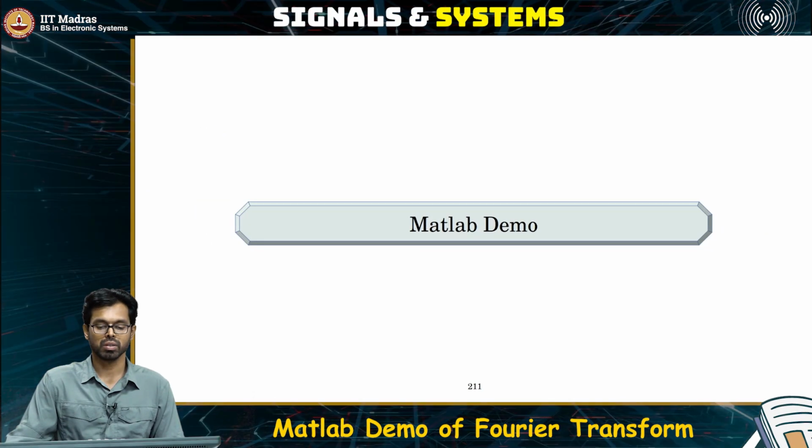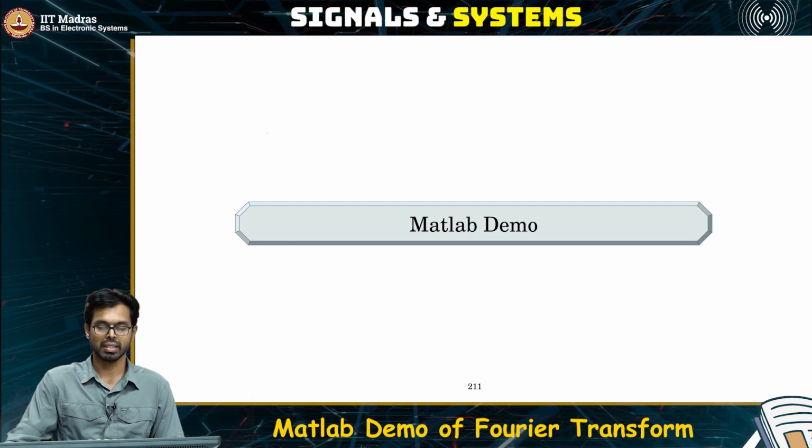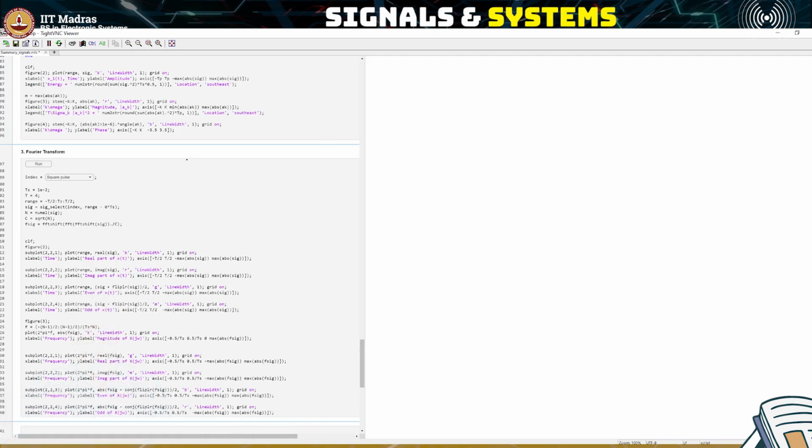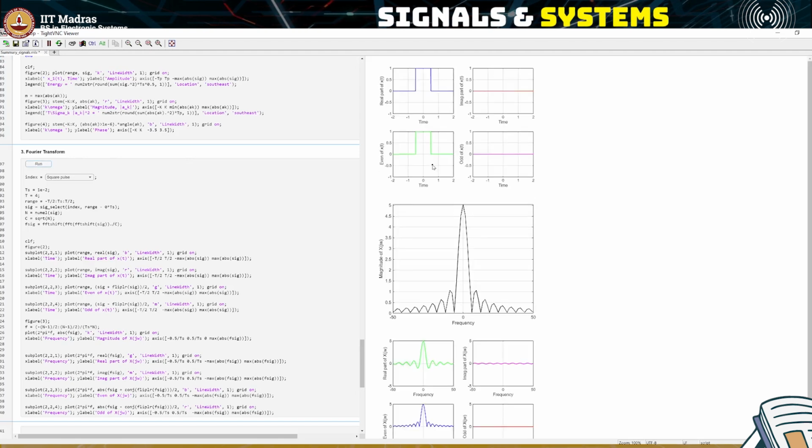So we saw the properties of Fourier transform and some examples and some problems. Now we'll see a short Matlab demo. First, we'll generate a rectangular pulse and see its Fourier transform. We already know how the Fourier transform of a rectangular pulse should look. Basically, we should get a sinc pulse.